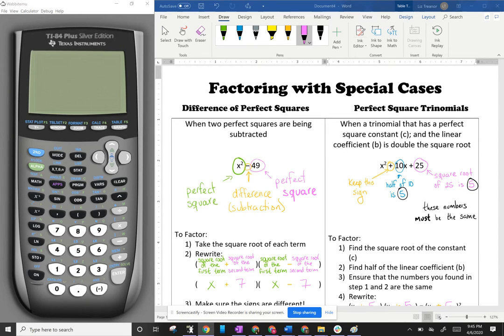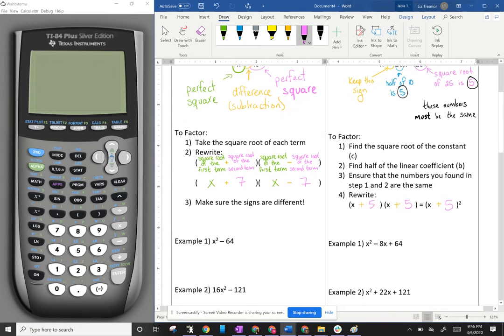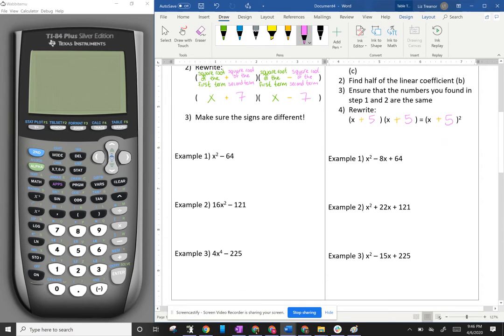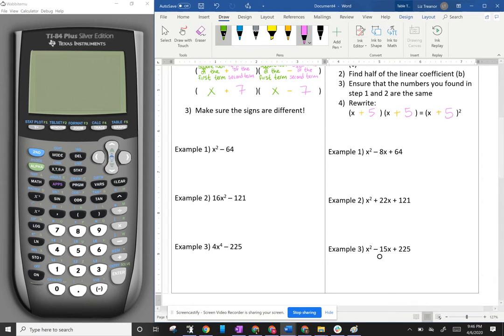And to factor this, what you're going to do is take the square root of each term, and then you're going to rewrite it as the square root of the first term plus the square root of the second term times the square root of the first term minus the square root of the second term. So each binomial is going to be the same except for the sign that's in the middle. You have to make sure the signs are different. Let's do a few examples here.